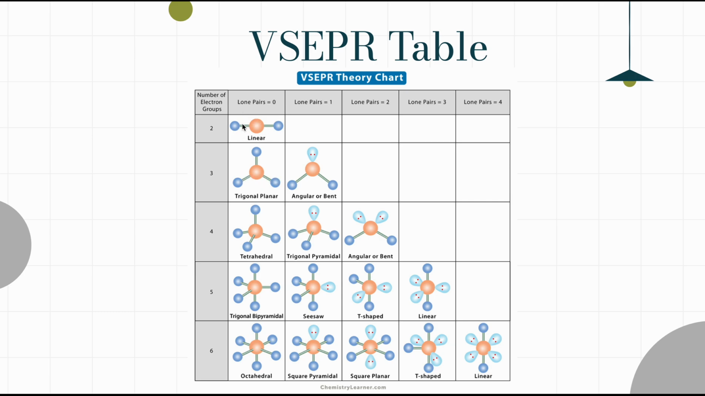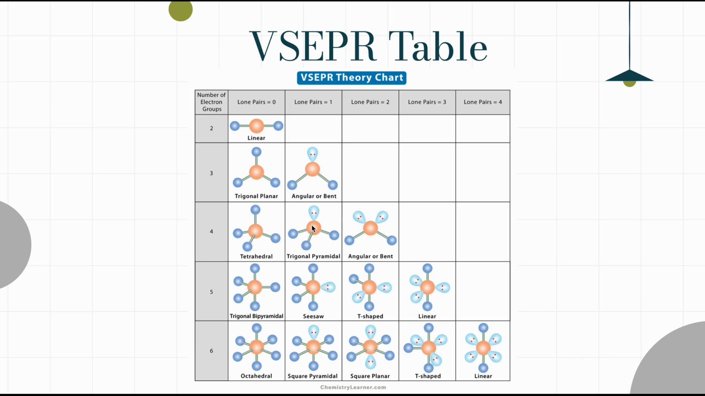So linear molecules have a bond angle of 180 degrees, which is this right here and over here. Trigonal planar molecules have bond angles of 120 degrees, here, here, and here. Tetrahedral bond angles are very specific, at 109.5 degrees. Trigonal bipyramidal bond angles are both 90 degrees and 120 degrees. And octahedral bond angles are all 90 degrees.